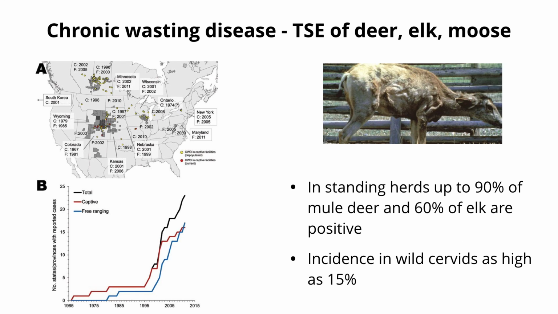Now, a new disease has arisen since 1965 in deer and elk within North America and also Korea. This is called chronic wasting disease, which is a TSE of deer, elk, and moose. And you can see the Scrapie-like appearance. In standing herds, up to 90% are positive, and in wild cervids up to 15%. So there are lots of deer out there that are infected with TSEs. Same thing, a prion disease.